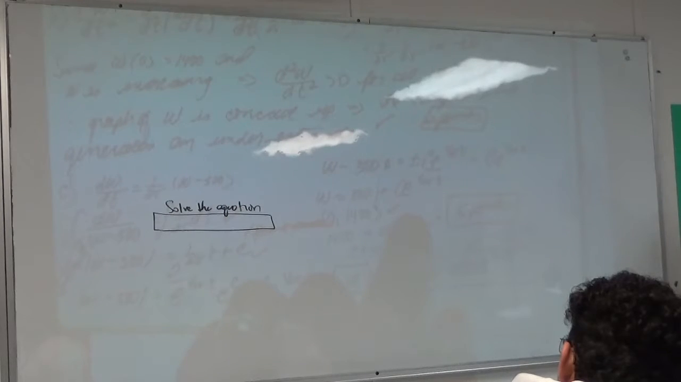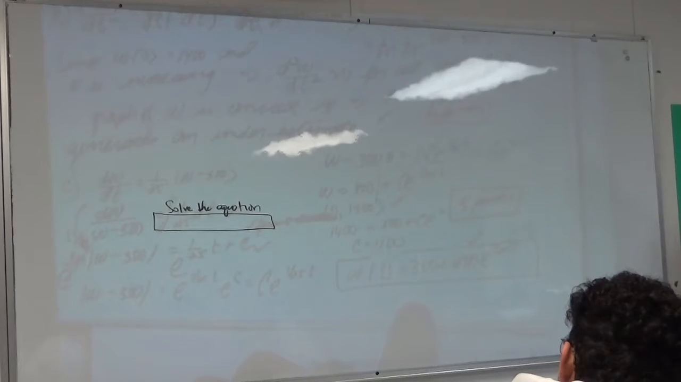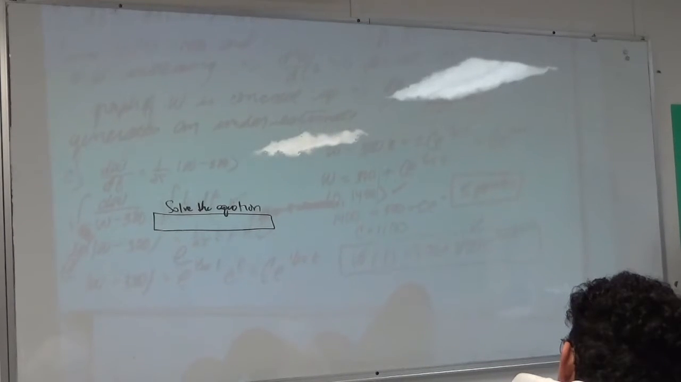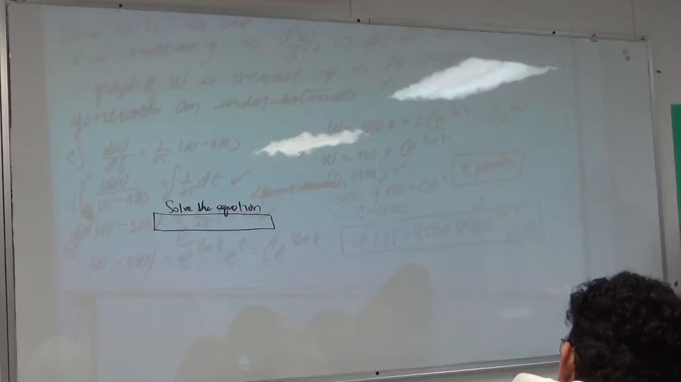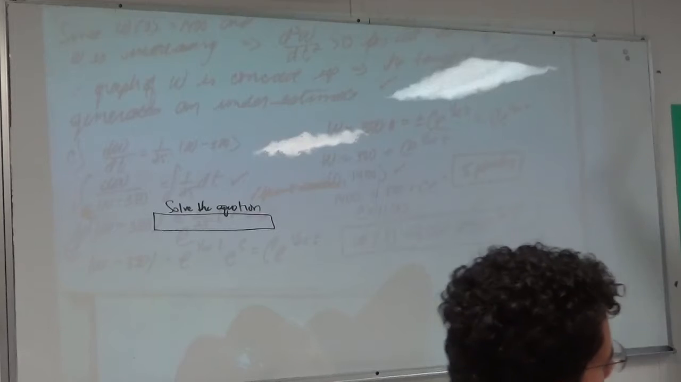Add 300 to both sides. Use your initial condition, c is going to be equal to 1100. And there's your final answer. That would have been worth 5 points. How many of y'all would have earned all 5 points? We earned 4. Okay, I can deal with 4.